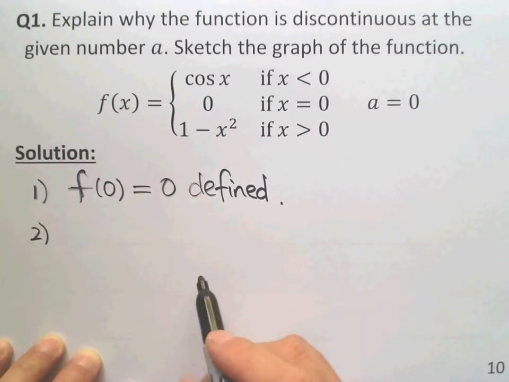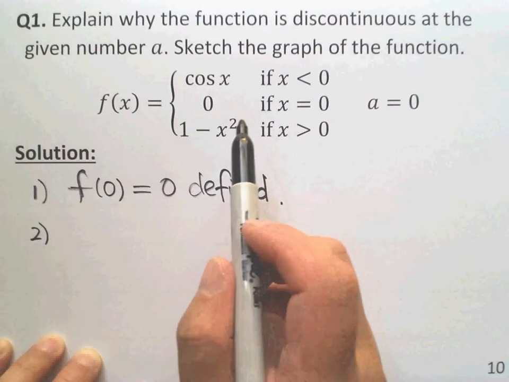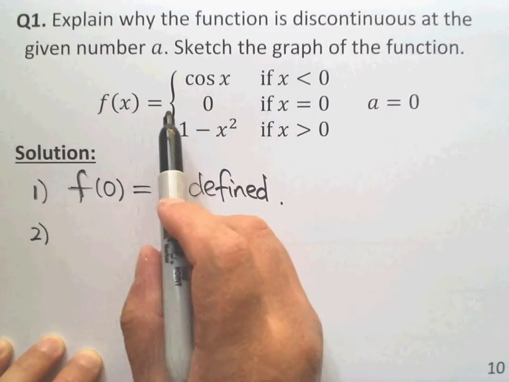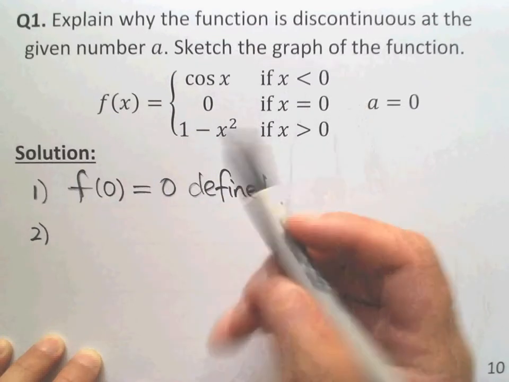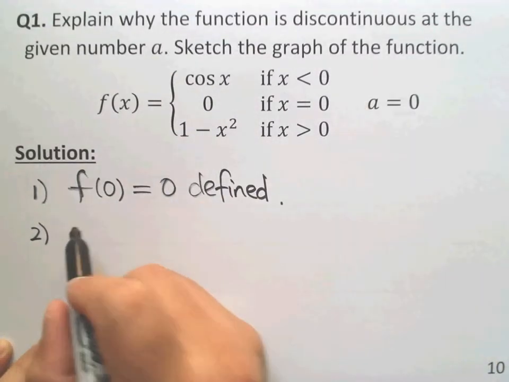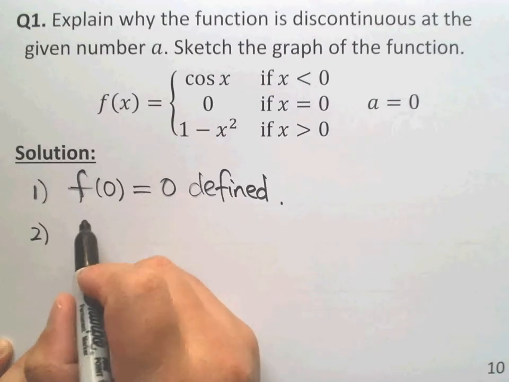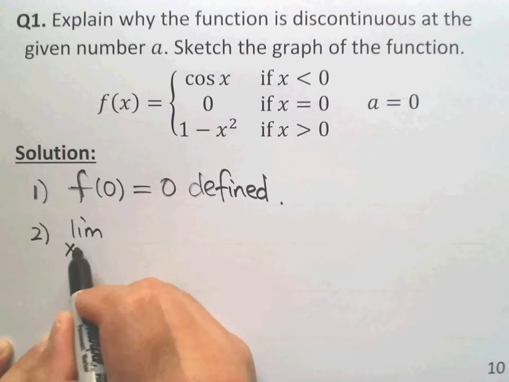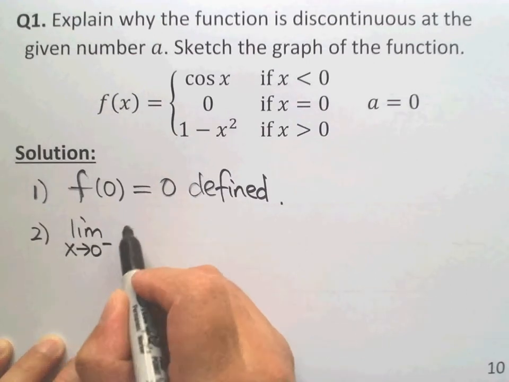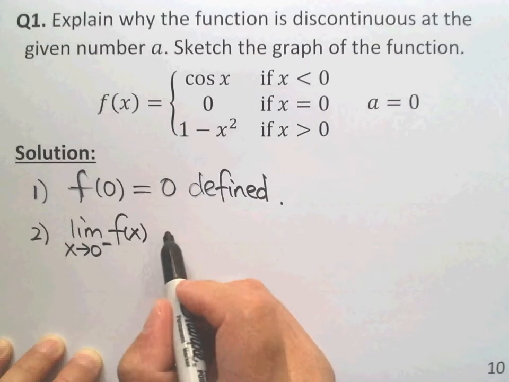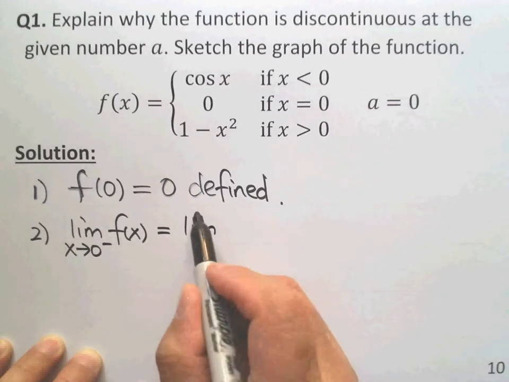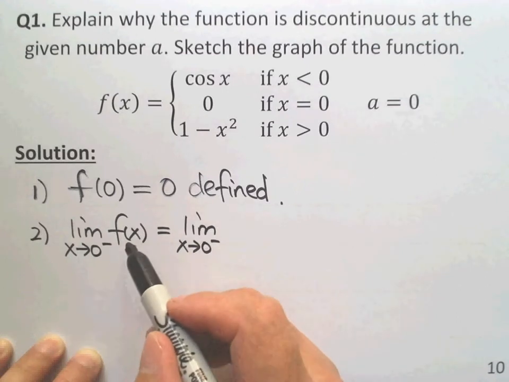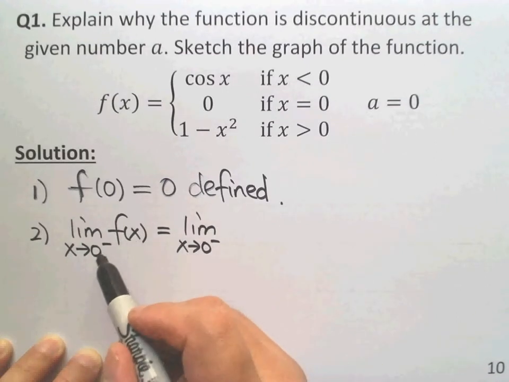How about the second condition? The second condition is that the limit exists, right? This is a piecewise function, and we need to check that the left-handed limit equals the right-handed limit. We're going to look at the left-handed limit first, the limit as x approaches 0 from the left of f(x). We need to find this first. How to do the calculation? We know how, right? All we need to do is find the function type.